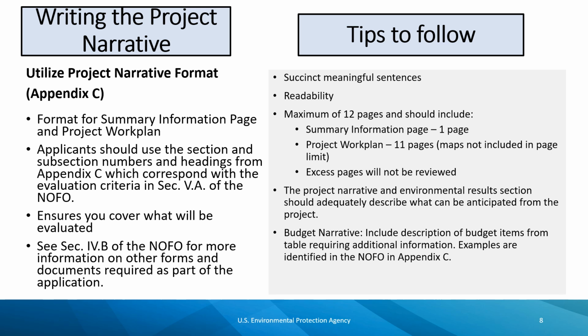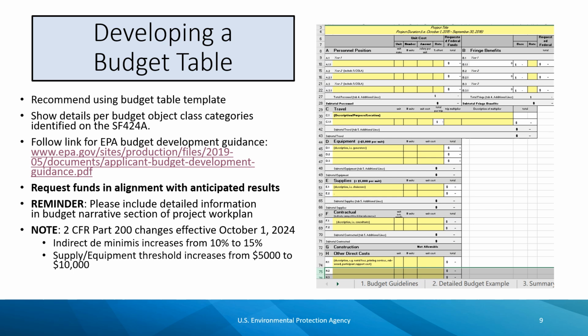Describe each item in sufficient detail for EPA to determine cost effectiveness, reasonableness, and allowability of the cost. Cost effectiveness will consider the organizational overhead and direct cost versus anticipated results. Just as a reminder, the budget narrative together with the budget table described on the next slide will be evaluated under the budget evaluation criteria found in Section 5A. So if you have a budget table but no narrative to explain items that are difficult to understand, you may be evaluated less favorably. Let's discuss developing a budget table.